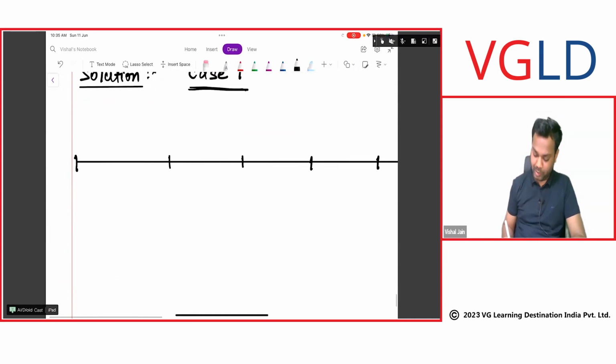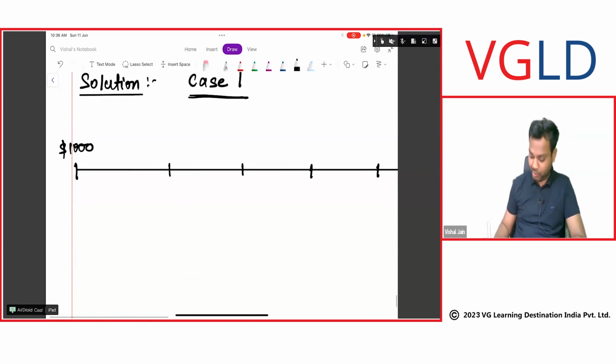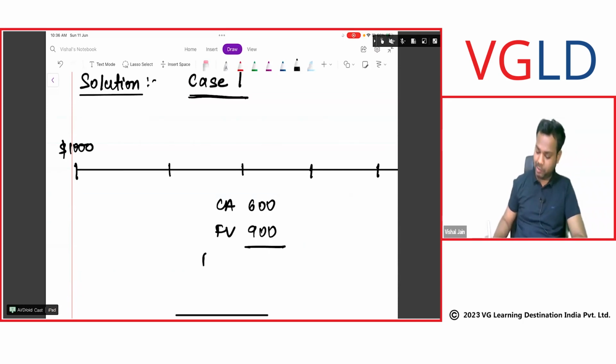Now, the cost of the asset was $1,000. The first revaluation was done at the end of year 2. So at the end of year 2, what was the carrying amount? Now, answer what I'm asking. At the end of the second year, what is the carrying amount? 600. Very good. What is the fair value? 900. So what is the revaluation gain or loss? 300 will be transferred to revaluation reserve.